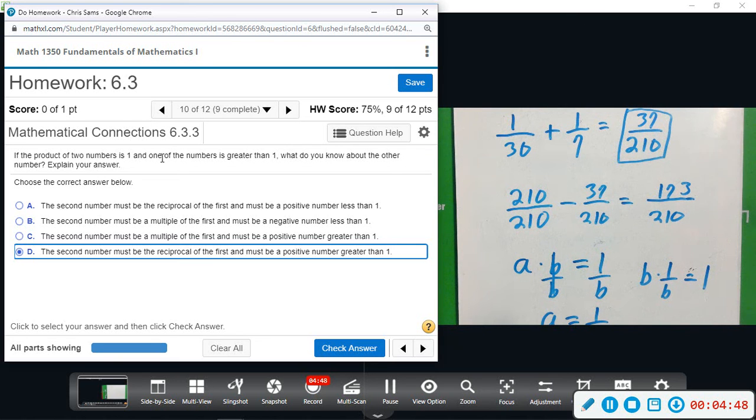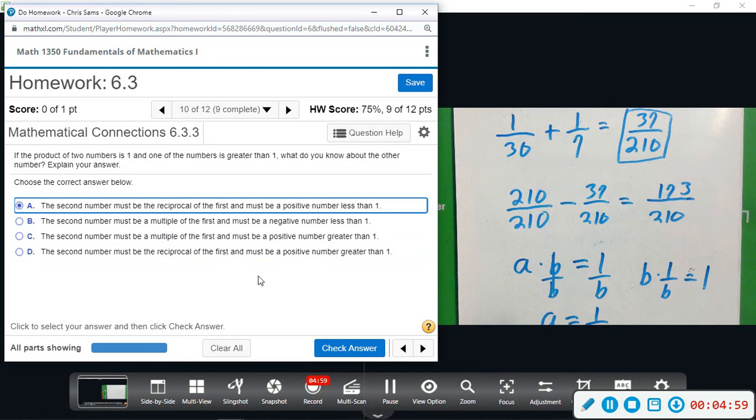the product of two numbers is 1. One number is greater than 1, so the reciprocal must be less than 1. So A is the one we want.